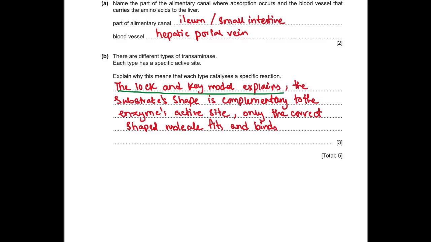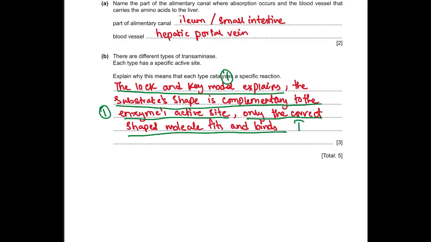So 1 mark for mentioning the lock and key model, second mark for mentioning that the substrate shape is complementary to the enzyme's active site, and 1 mark for this point, that it fits and binds. 3 marks in total.